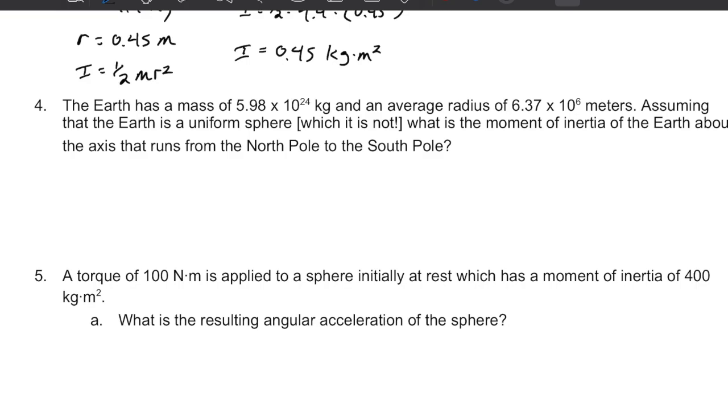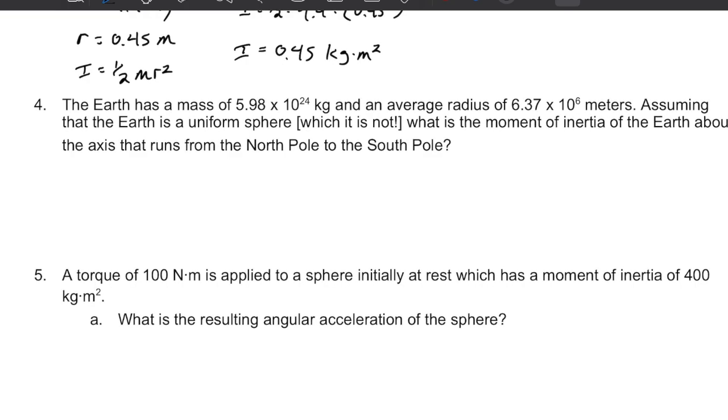The Earth has a mass of 5.98 times 10 to the 24th kilograms. Let's go ahead and write that. Mass equals 5.98 times 10 to the 24th kilograms. Average radius of 6.37 times 10 to the 6 meters. So R equals 6.37 times 10 to the 6 meters. Assuming that the Earth is a sphere, what's the moment of inertia for the Earth that runs from the North Pole to South Pole? No one cares about that, but pretty much what's the moment of inertia?